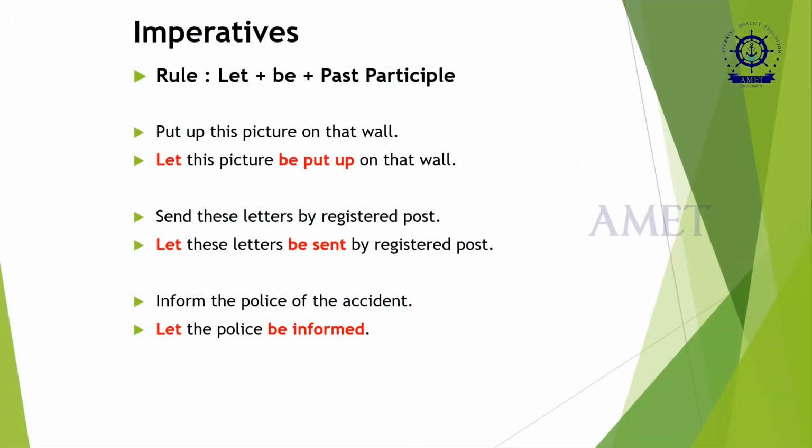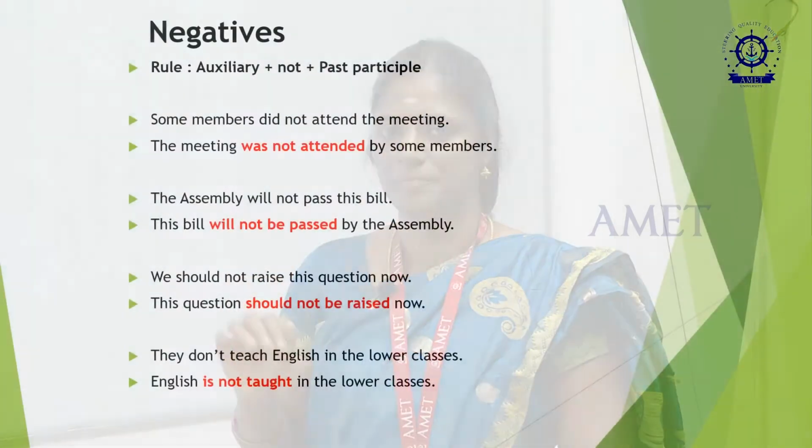One more example. Inform the police of the accident. Okay, the police is the subject, inform is the verb. We have to add let at the beginning of the passive. So, we are adding let. Let the police be informed. Inform, the third form is informed. So, let the police be informed. So, for the imperative, let plus be plus V3, that is the rule for the imperative passive voice.